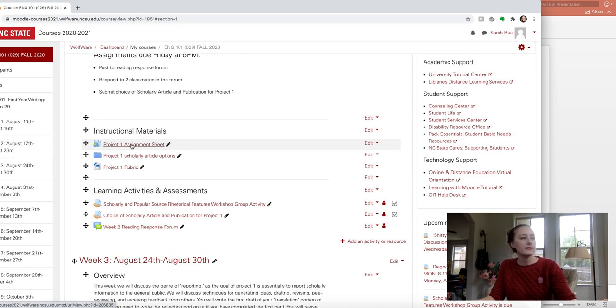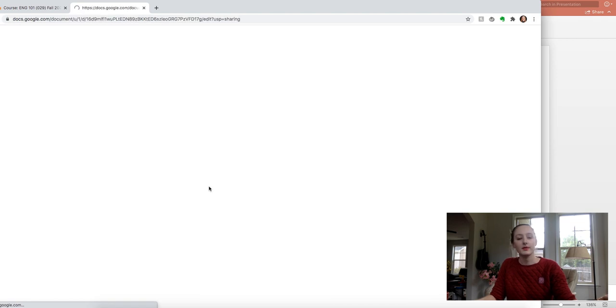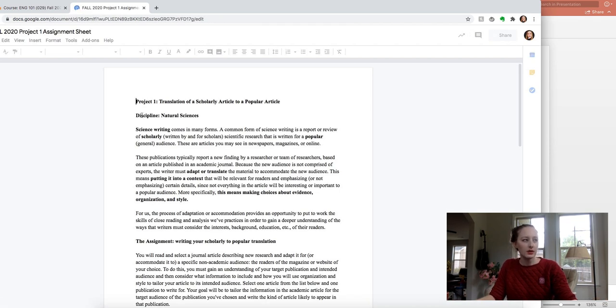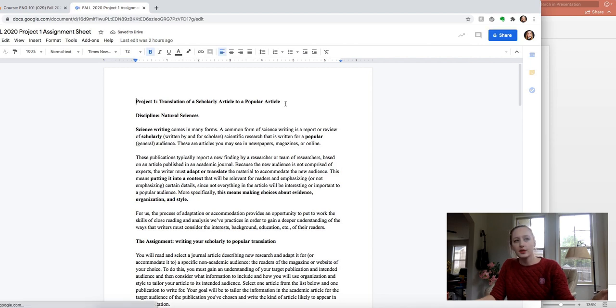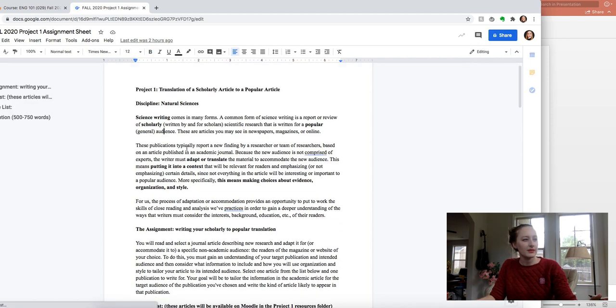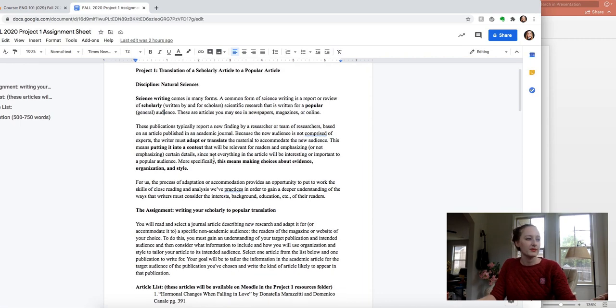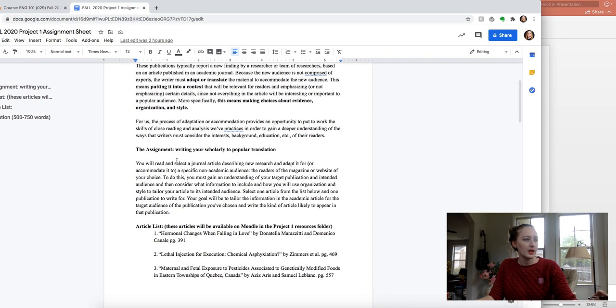Let me go down here. Here's week 2. Here is the assignment sheet for Project 1. I'm not going to read through this for you. I'm just going to highlight some things. You need to read through this on your own. I tell you what the project is. I tell you a little bit about science writing and writing in scholarly and popular sources. It's going to cover some of what we're talking about here.